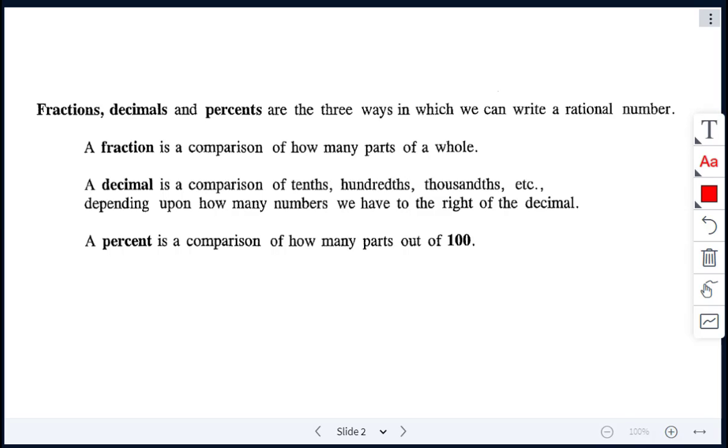Okay, so a fraction, it's a comparison of how many parts of a whole. A decimal is written with place values. It's a comparison of, for example, tenths, hundredths, thousandths. It depends on how many numbers we have to the right of the decimal. And then a percent is a comparison of how many parts there are out of 100.